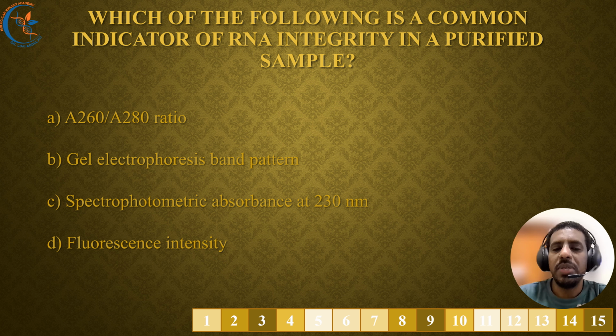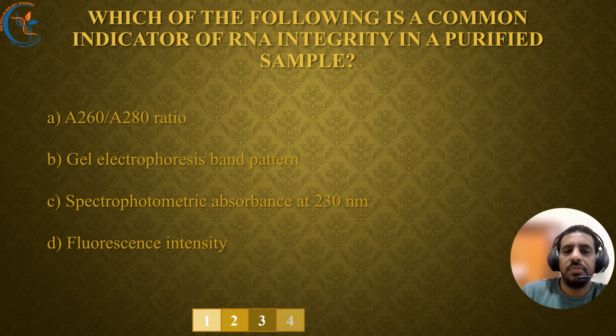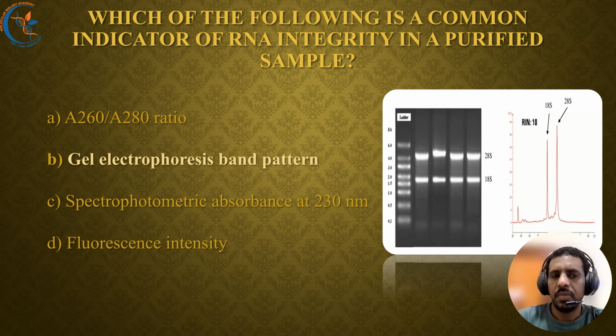Which of the following is the common indicator of RNA integrity in a purified sample? RNA integrity, okay, not RNA ratio. All right. The integrity of RNA can be evaluated by observing the band pattern produced during electrophoresis. So when RNA is intact, distinct bands appear corresponding to the ribosomal RNA, as we see in the image here. Okay?